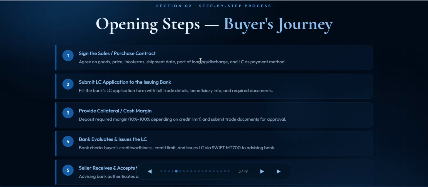and the seller. Then the port of loading and port of discharge, that has to be there in the LC, and how the payment is going to be done under the LCs, whether it's on sight basis or whether it's on usance basis. Then submit LC application to the issuing bank. Fill the bank's LC application form with full trade details, beneficiary information, and the required documents.